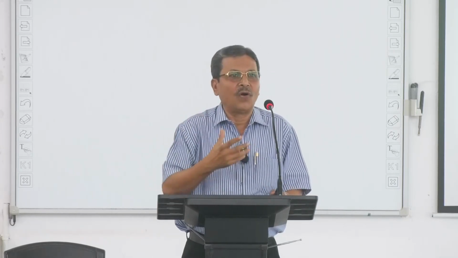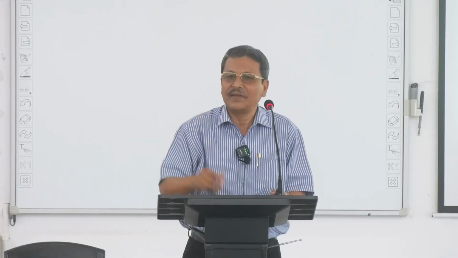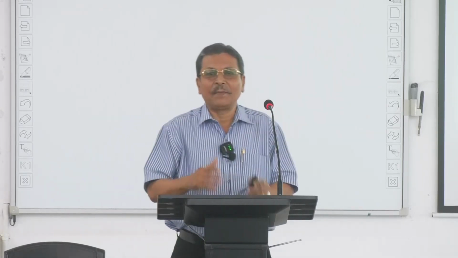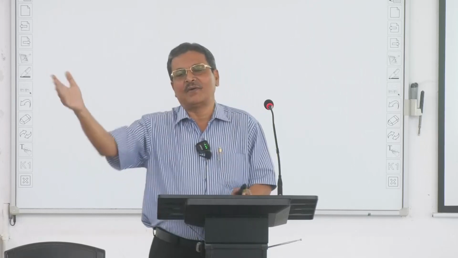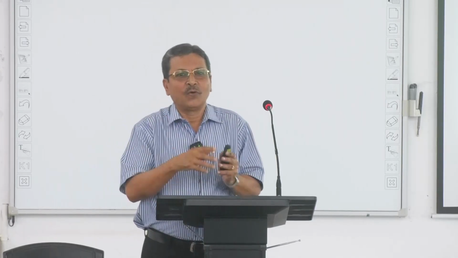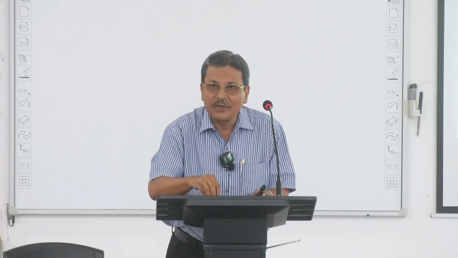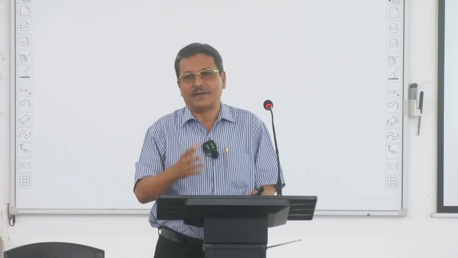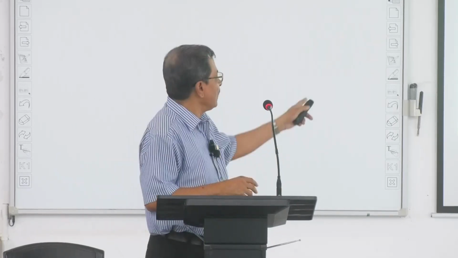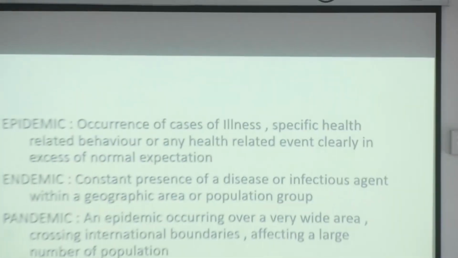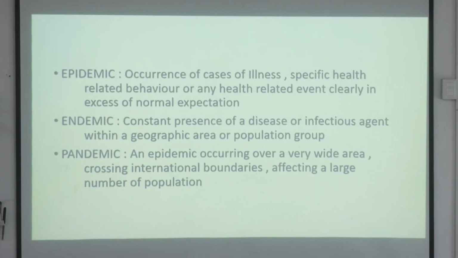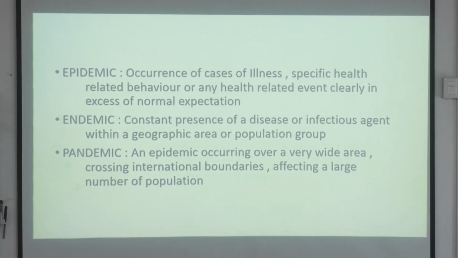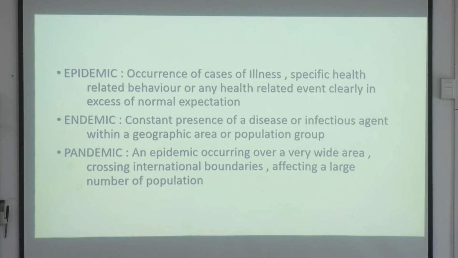Again, we have to do lockdown, etc., and then you can call it epidemic. Now it is called pandemic. Pan means all, crossing international boundaries. So COVID is pandemic, you have rightly said, because COVID was not confined to a particular area or country; it occurred in most of the countries in the world. So an epidemic occurring over a very wide area, crossing international boundaries, affecting a large number of the population, is called pandemic.